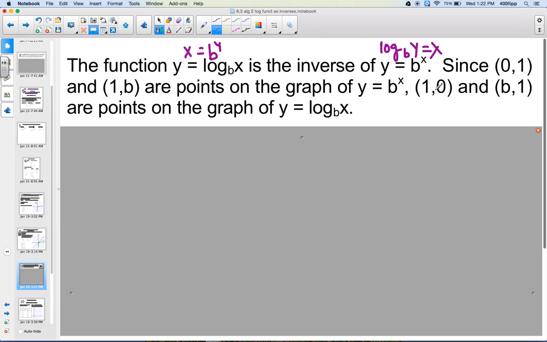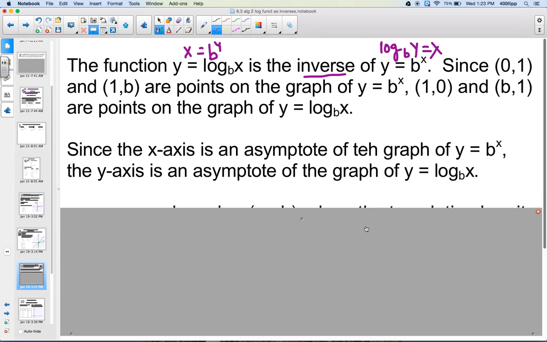Then that means we switch x and y. That's what we said we do for inverses. We switch x and y. So therefore, we'll switch these. (1, 0) and (b, 1) are going to be points on the graph of y equals log base b of x, because that is the inverse.